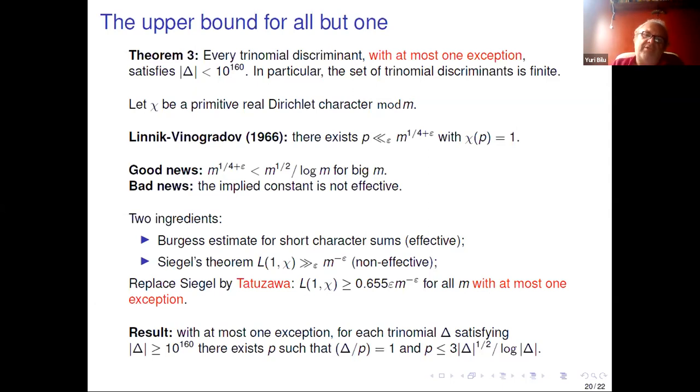But there is a poor man's effective Siegel, which is called the theorem of Tatuzawa, which for a given epsilon tells us that we do have this inequality for all m with at most one exception. Now there are better numerical values, but we just used the original result of Tatuzawa of the 50s. And using this, and doing some rather standard analytic number theory, we proved what we need. So with at most one exception, we find a prime for which the Kronecker symbol of delta and p is one, and this prime is smaller than this number, and this means that delta is not a trinomial discriminant. This is how we prove the unconditional upper bound for all but one.